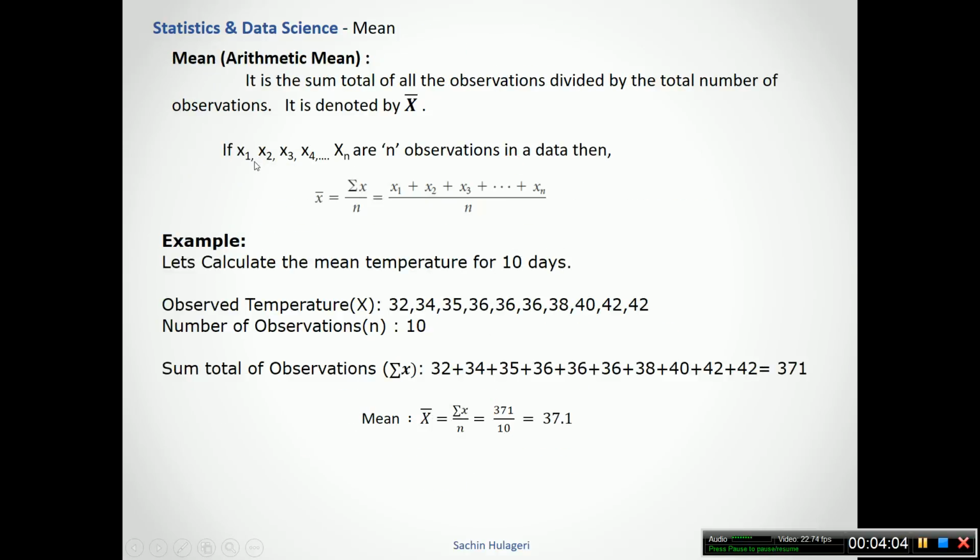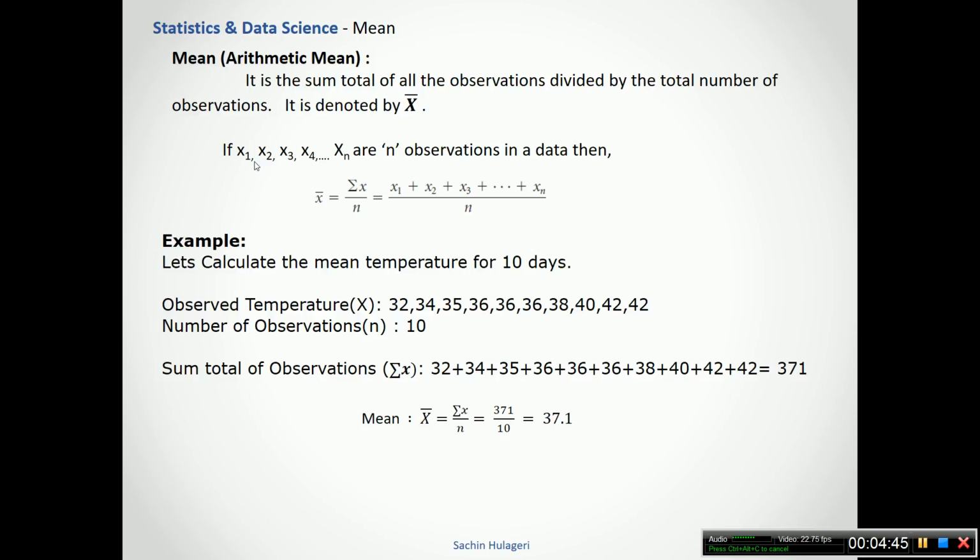Let's see all the central tendency measures one by one. Let's see the mean. Mean or arithmetic mean, both are the same. It is the sum total of all the observations divided by the total number of observations. It's denoted by x bar. For example, if x1, x2, x3 up to xn are the n observations in a data, then the mean x bar is the summation of x divided by the number of observations, that is x1 plus x2 plus x3 till xn divided by n.